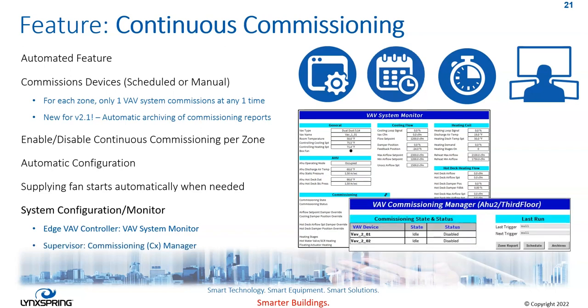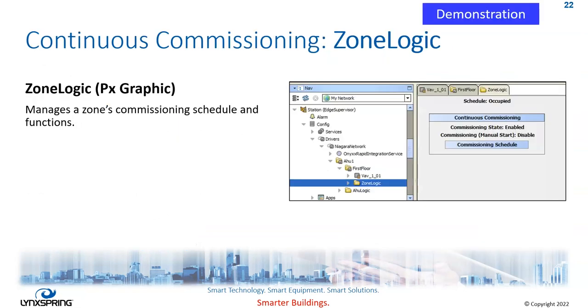And here is the commissioning manager for a specific zone. You'll see the VAVs underneath there, as well as the state and the status of them. So continuous commissioning is managed per AHU zone, and configuring controls is handled through the zone logic graphic.